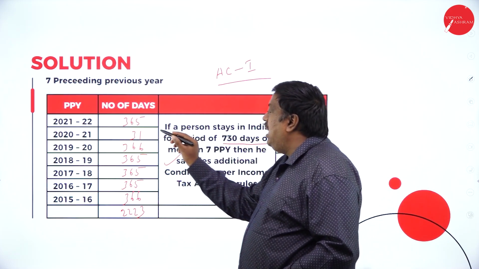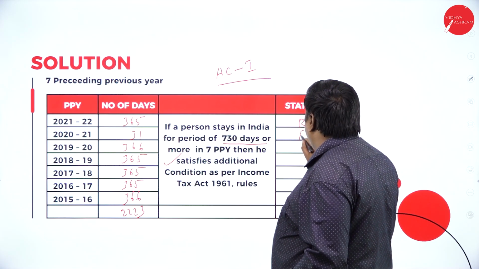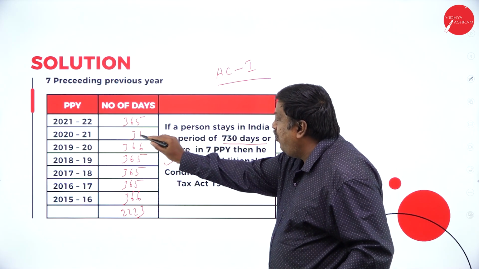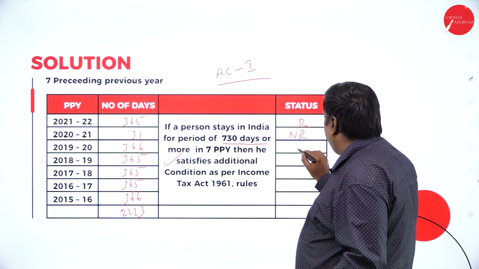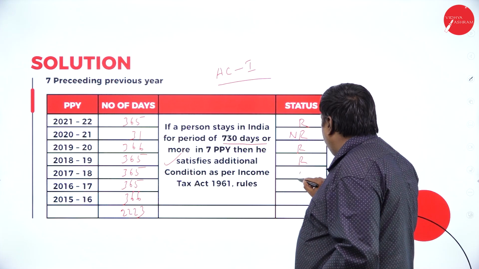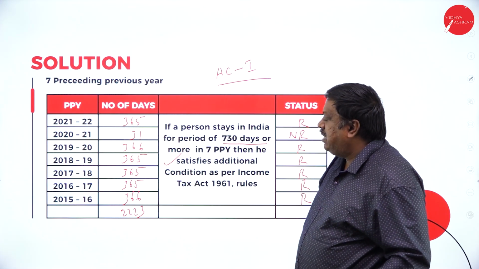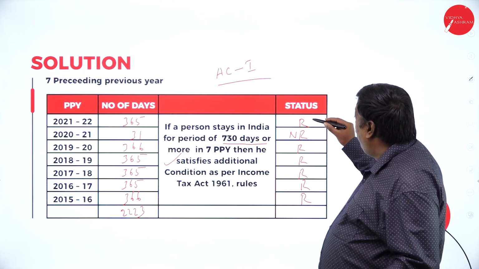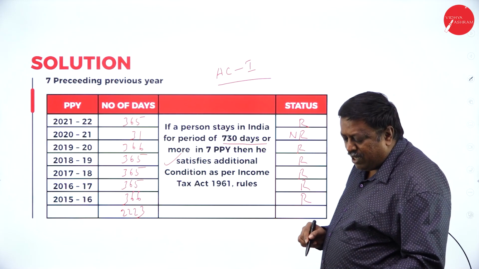If I'm staying in India for a period of 365 days, my residential status will be resident. And here I was only for 31 days, so my status is non-resident, then resident, resident, resident, resident, resident. So my status is resident for 6 years out of the 7 preceding previous years.